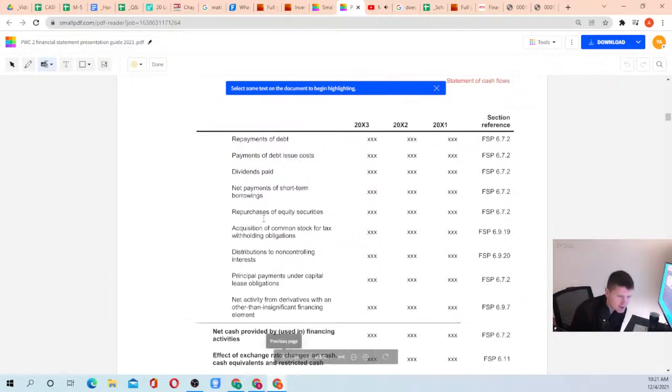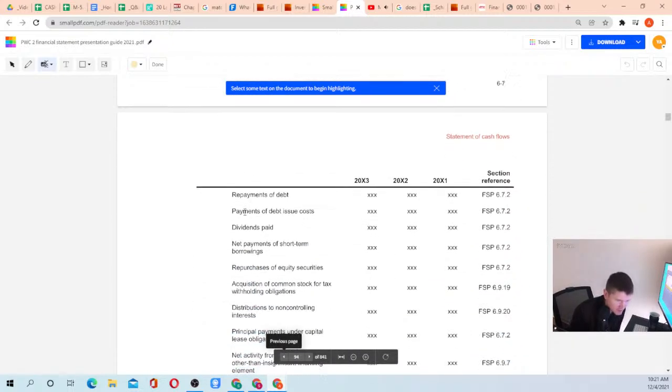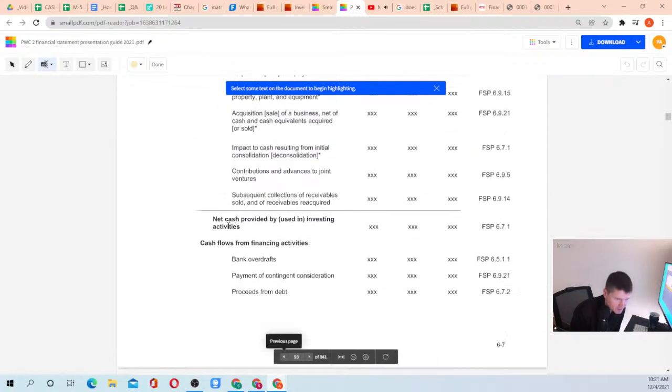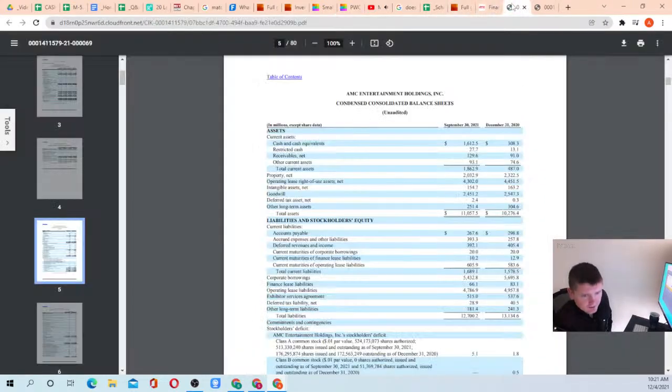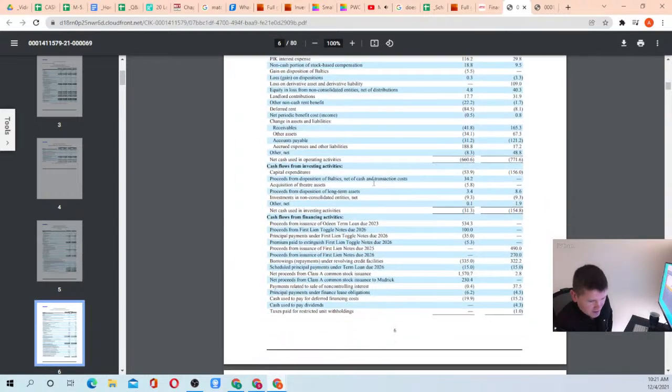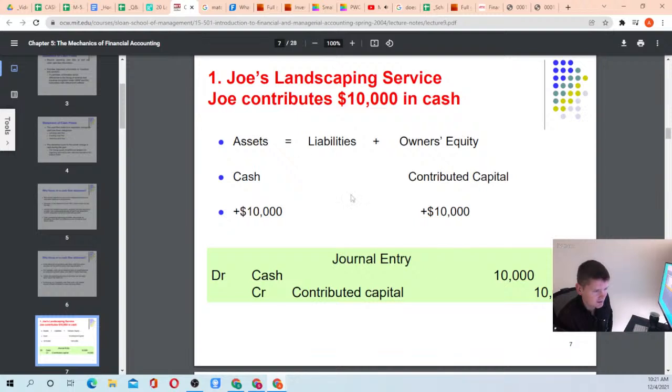That's interesting. For some reason, they do not show proceeds from share issue. They have repurchases here. Is it? Yeah, financing. That's good that we have the AMC example, because in AMC we can see that net proceeds from Class A common stock issuance are under cash flow from financing activities. So this is a financing activity.